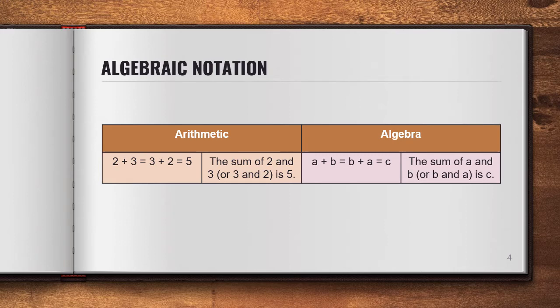Then in algebra, we have a plus b, wherein we use variables or letters. A plus b is equal to b plus a, or it is also equal to c. Then in words, the sum of a and b or b and a is c. In words, the equal sign is represented by the word "is". So as you can see, since the operation is addition, the sum of A and B is, or the equal is C.